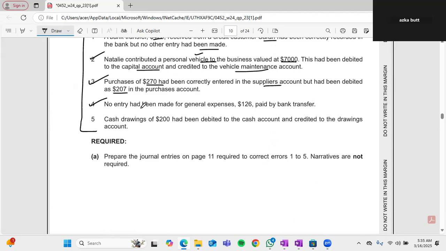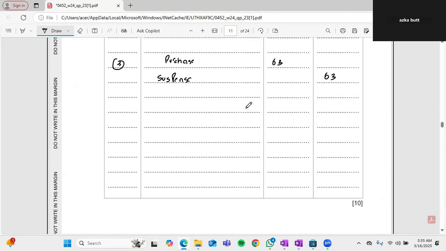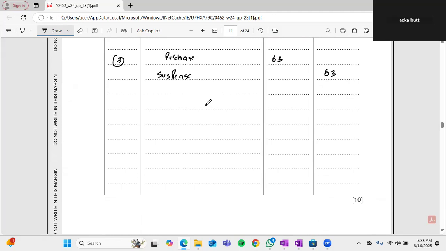The fourth one is that no entry had been made for general expenses of 126 paid by bank transfer. So again, we have to make the entry. General expenses will be debit and bank will be credit. This is a very simple journal entry.